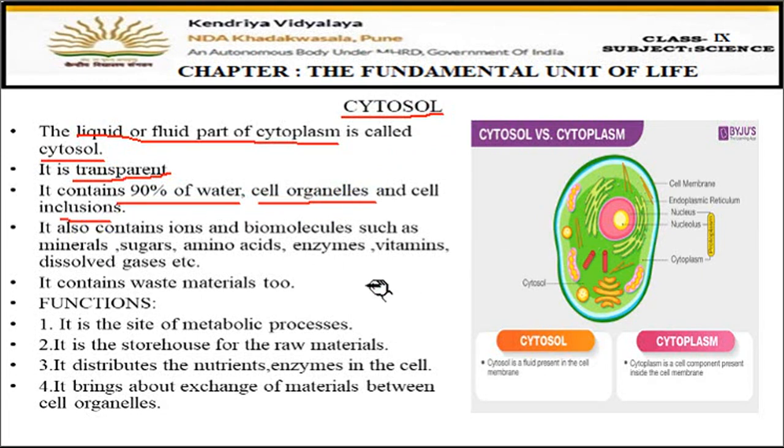Then this liquid part also contains some ions and molecules like sugars, minerals, amino acids, enzymes, vitamins. They all float in this cytoplasm. All these molecules are floating inside. It contains the waste material also. The waste which is produced in the cell is also floating in the cytoplasm, right? In the cytosol, which is the liquid part of cytoplasm actually.